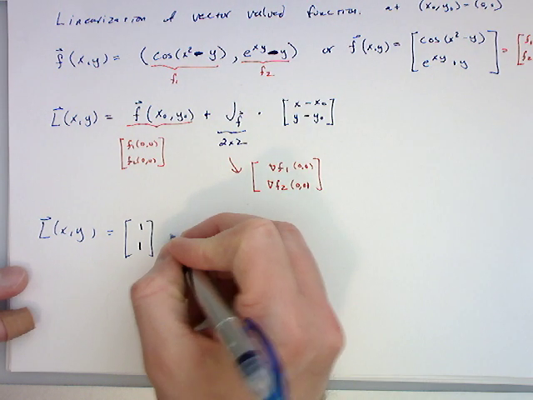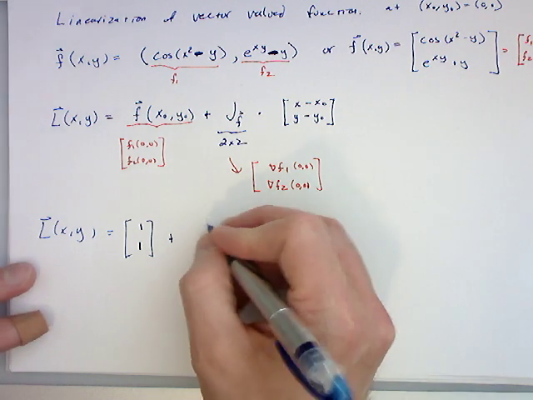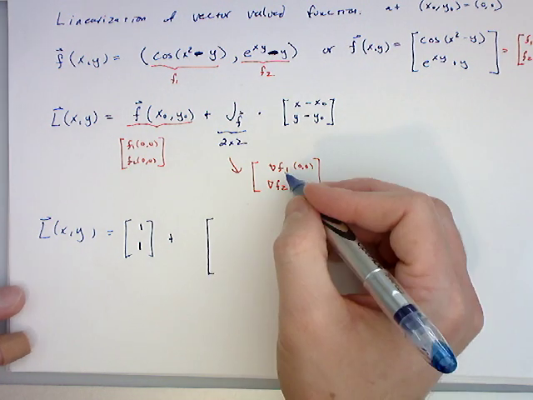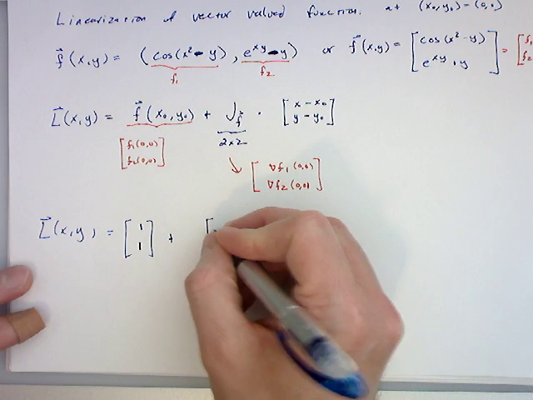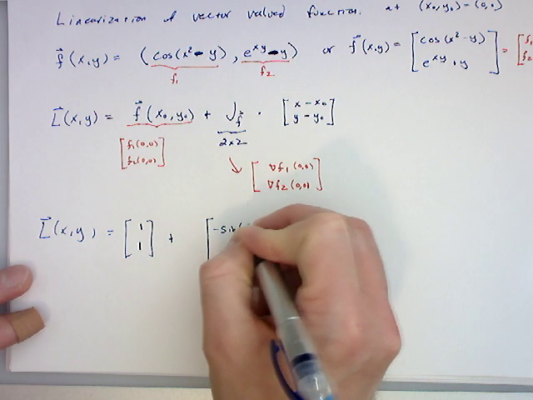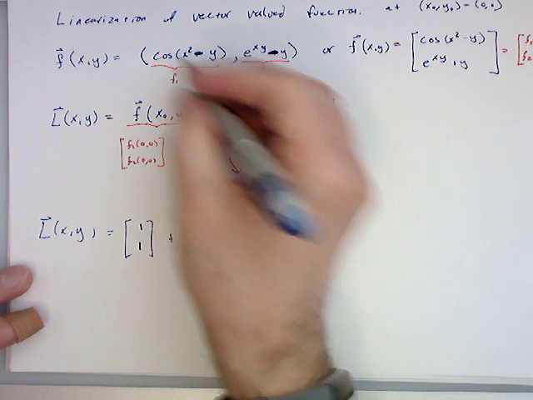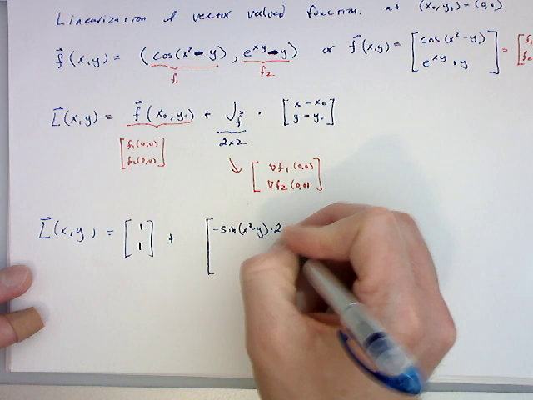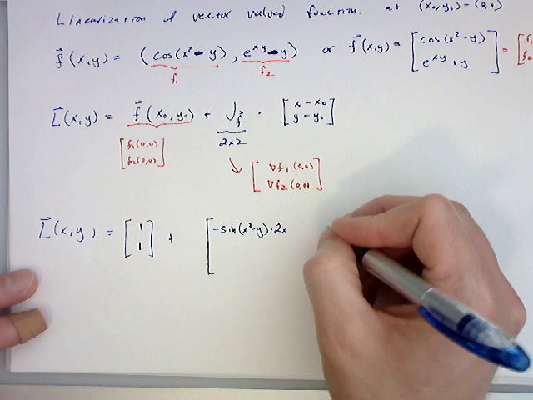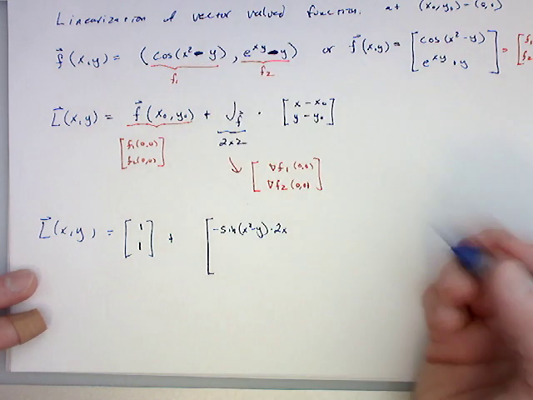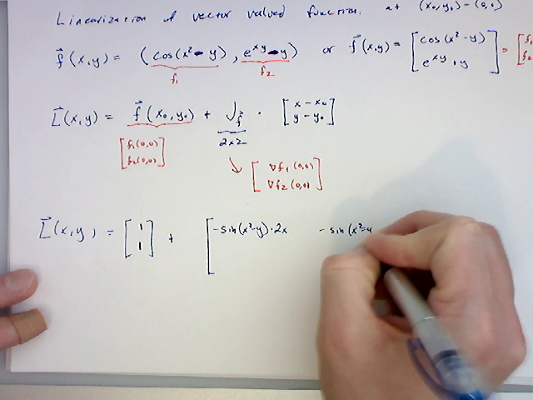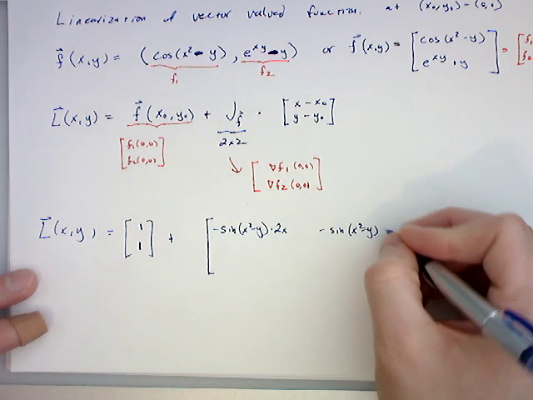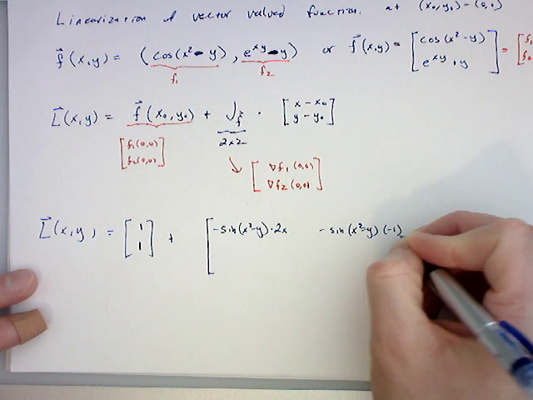The Jacobian, again, is a 2 by 2 matrix of partials. So it's the partial of the first function with respect to x. That's going to be negative sine of x squared minus y times the derivative of x squared minus y, which is 2x minus 0. And then the next entry is the derivative of that with respect to y. So it's going to be minus sine of x squared minus y times the derivative of x squared minus y with respect to y, which is negative 1.